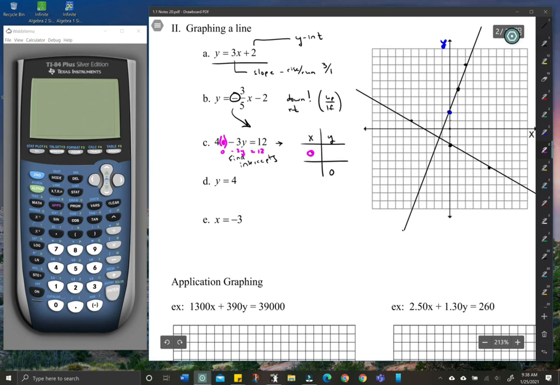0, 1, 2, 3, 4. That's on the y-axis. So it should be there. Second pink dot.